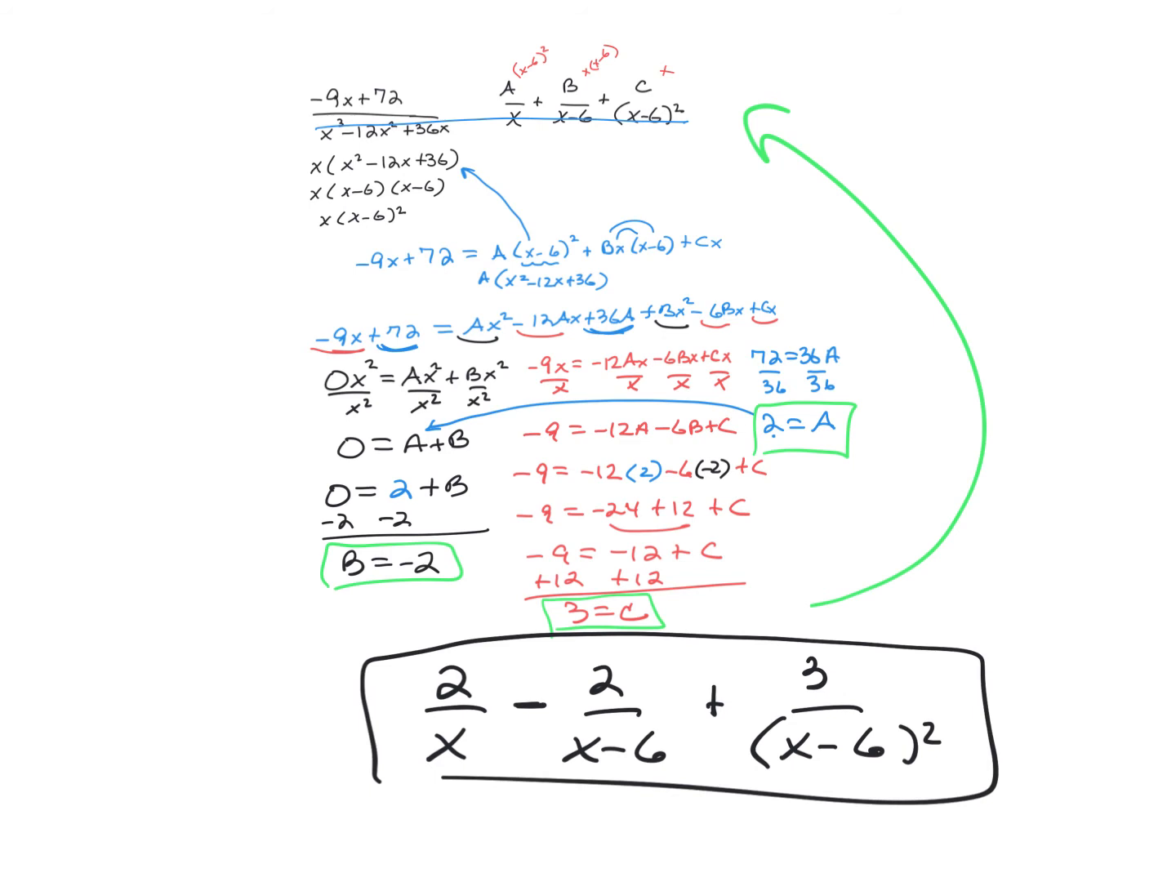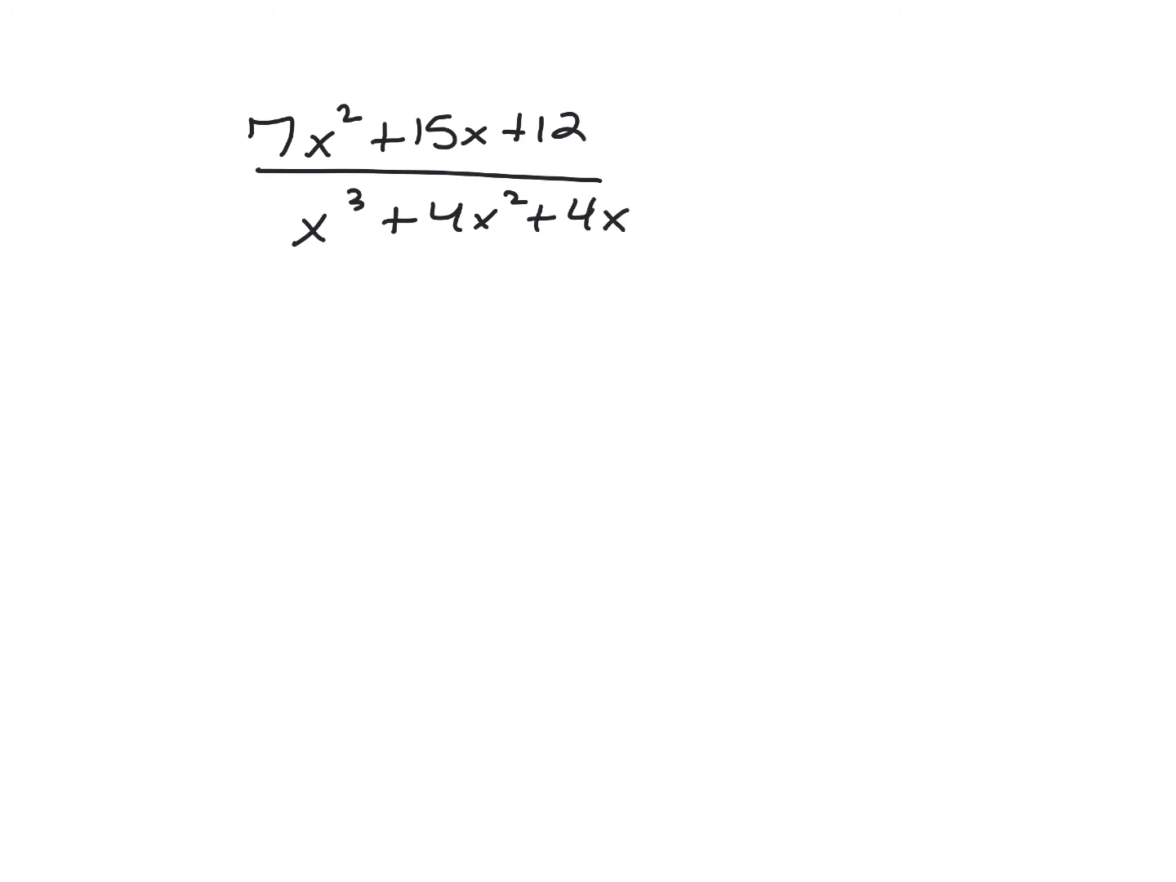Let me add another page. All right, so the next one I'm going to do is going to be 7x squared plus 15x plus 12 over x cubed plus 4x squared plus 4x.